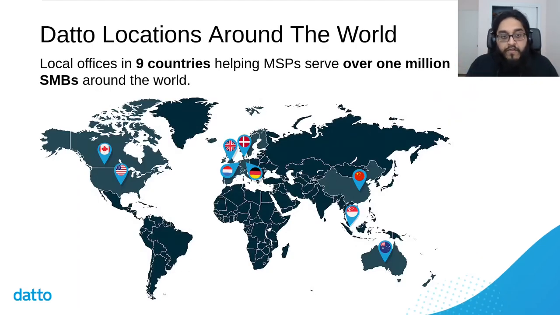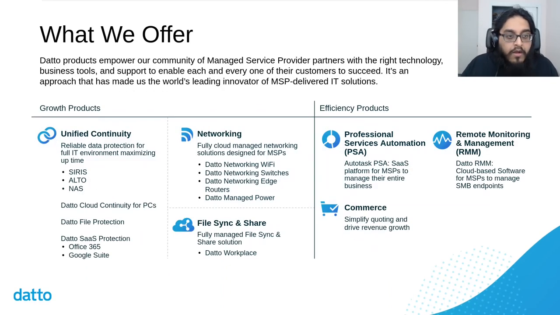We have local offices in 9 countries that help service providers and serve over 1 million small to medium businesses around the world, or small to medium enterprises, as you may have heard that term. We offer a wide variety of products and solutions to support our MSP partners and their clients, ranging from disaster recovery, backups, and business continuity with our unified continuity products, to managed networking solutions with Datto Networking, professional services automation and remote monitoring and management with our RMM and PSA products, as well as inventory, quoting, and revenue management with our commerce solutions.